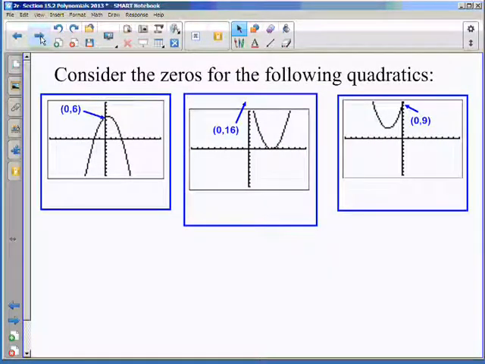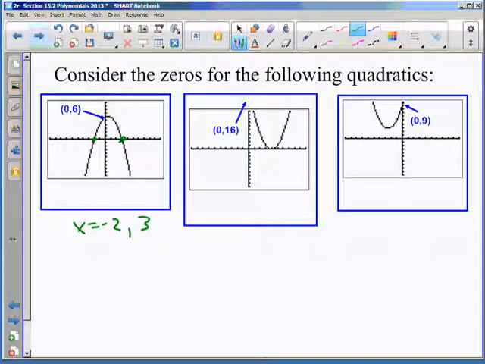Consider the zeros for the following quadratics. In this example, we're going to have two zeros that are real on the left. We could say x equals negative 2 and 3 are zeros. For the second example, we're going to call it zeros, but it's x equals 4, and it's a double zero.